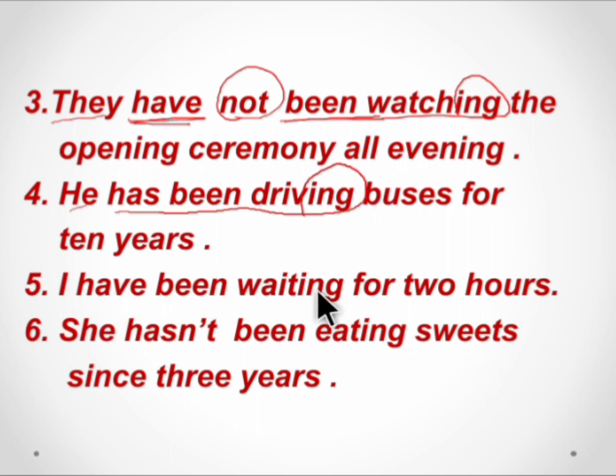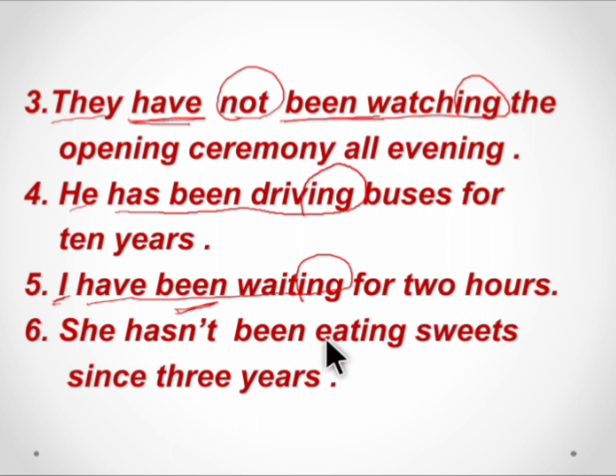I have been waiting for 2 hours. Since I, I is considered plural, so have been waiting. This is verb ing. So been, the be form of verb, for 2 hours. Before 2 hours I was sitting here and I'm waiting and still waiting.